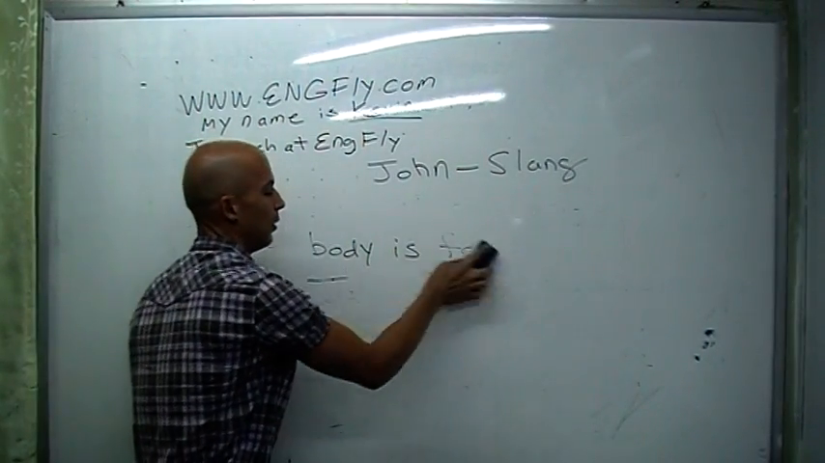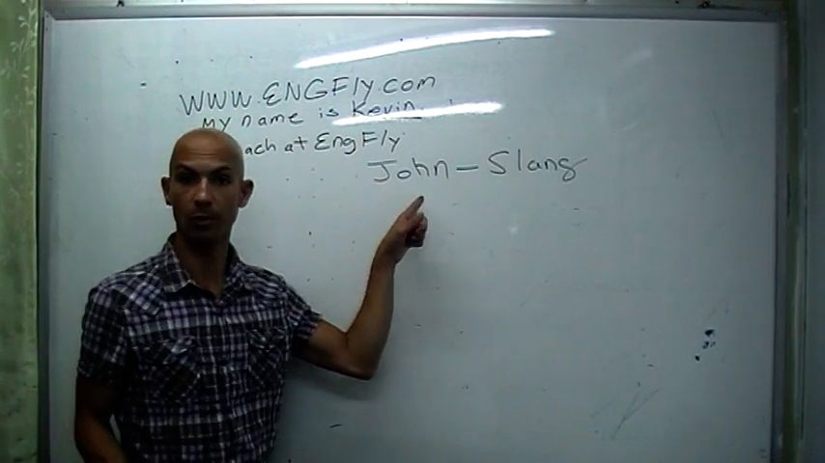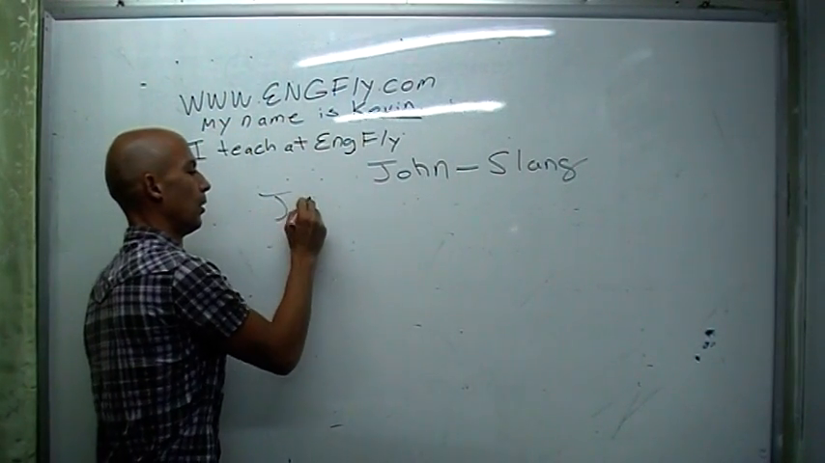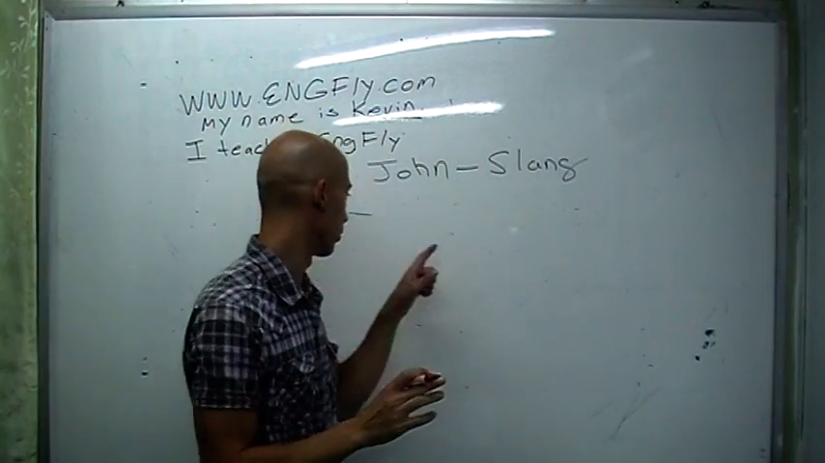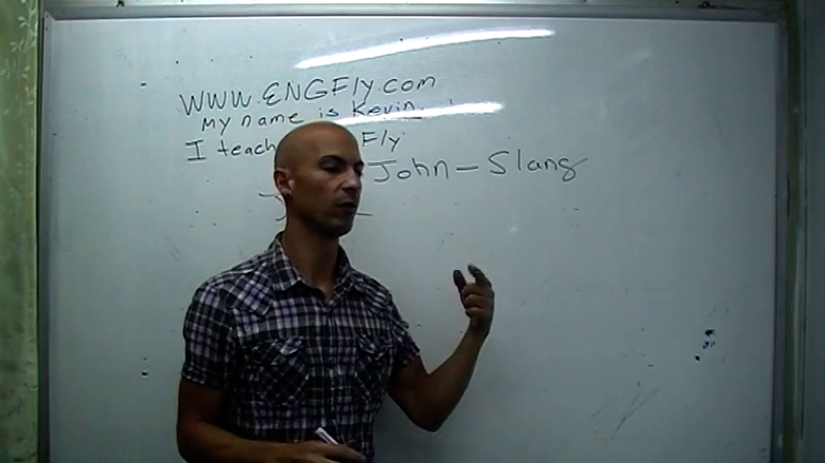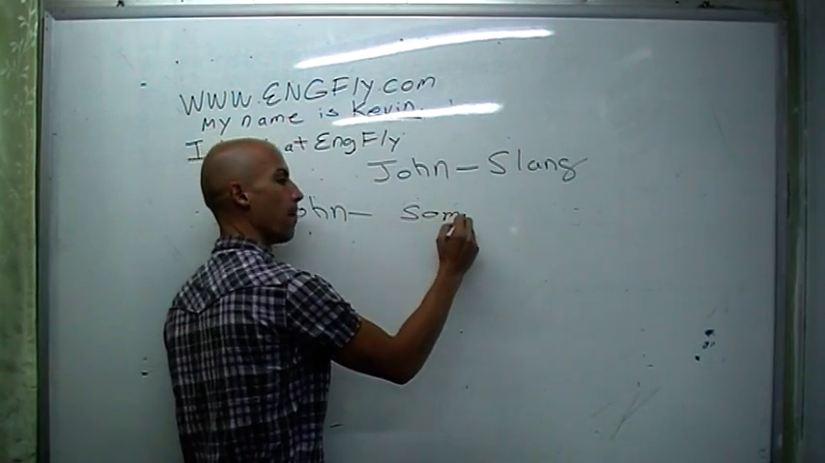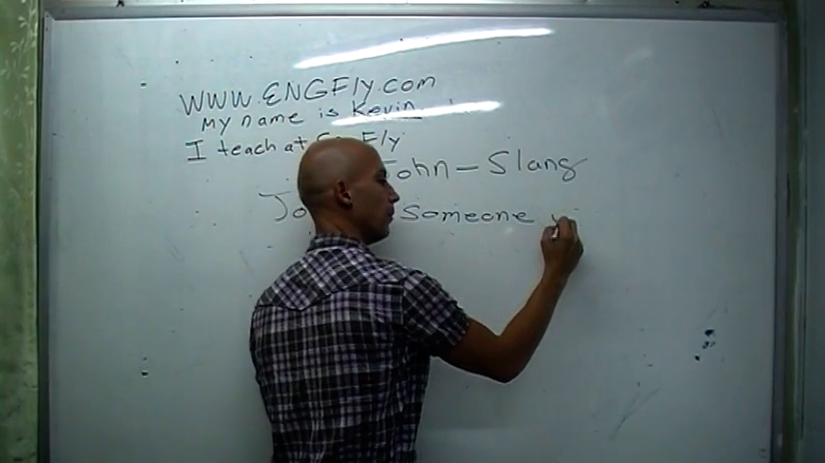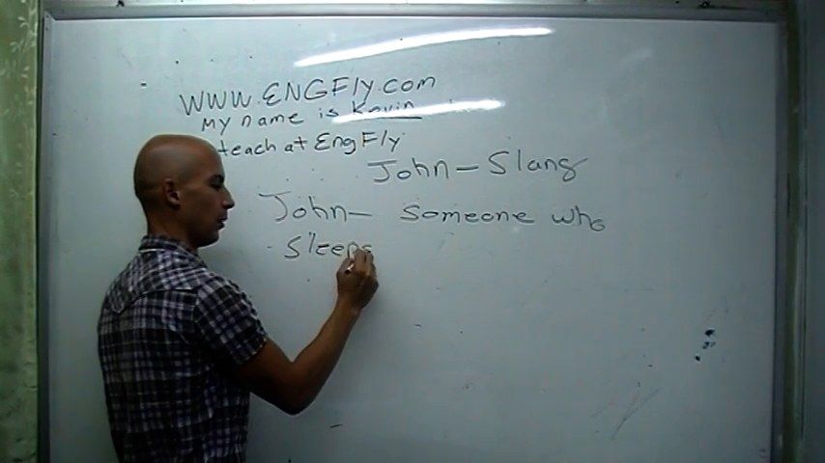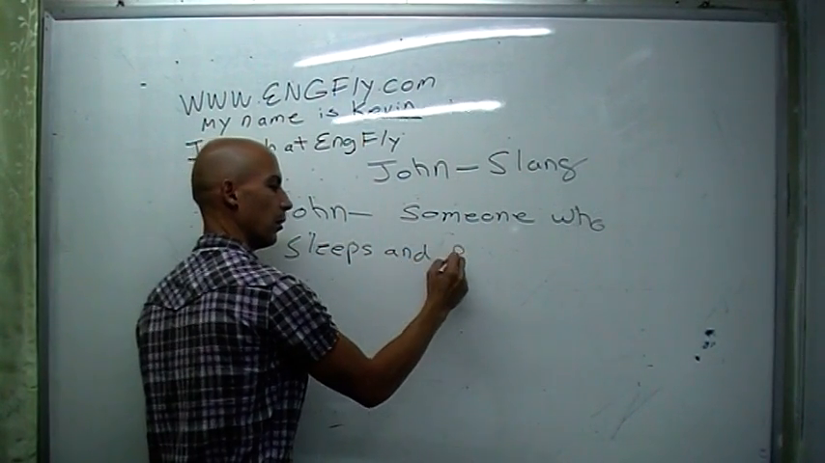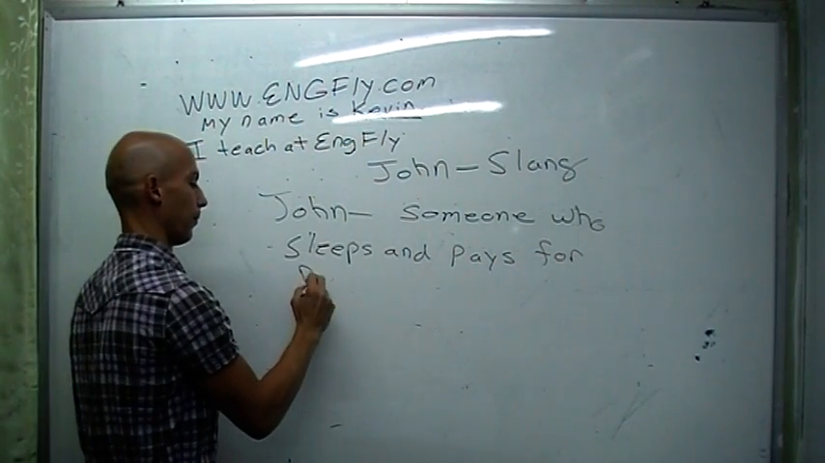Now, the term John can also be used basically for a person who wants to pay for sex, for prostitutes. So a John is someone who sleeps with and pays for prostitutes.